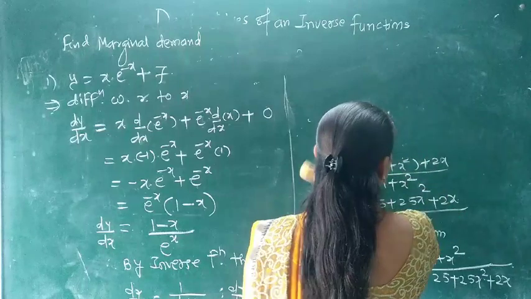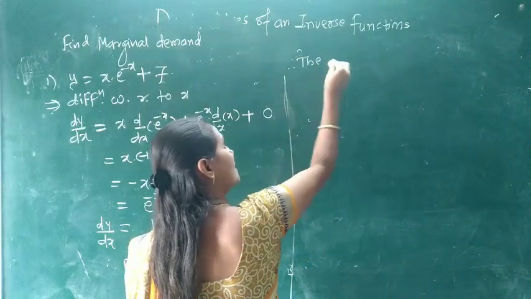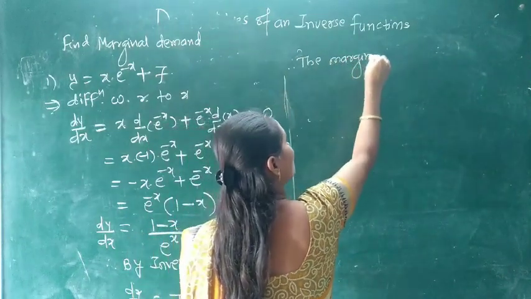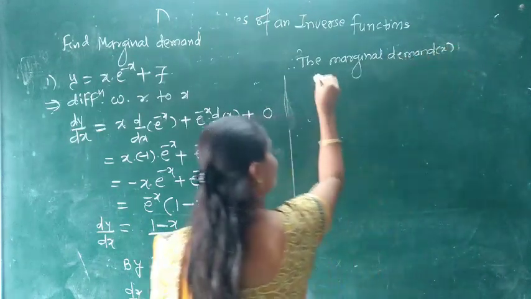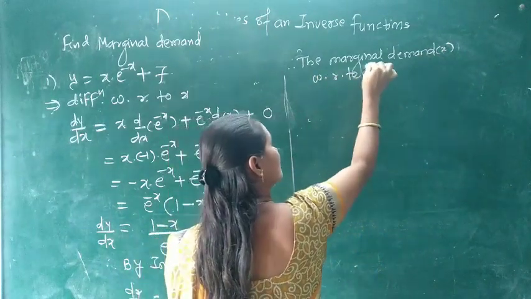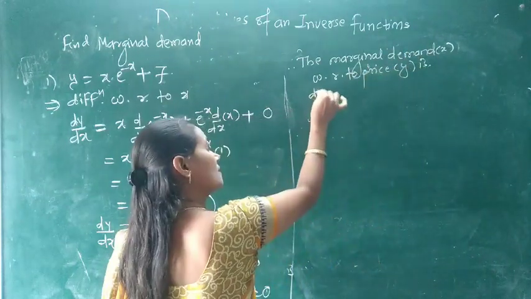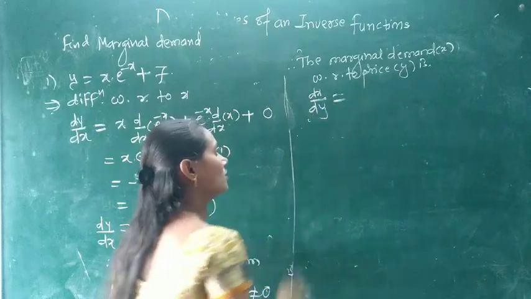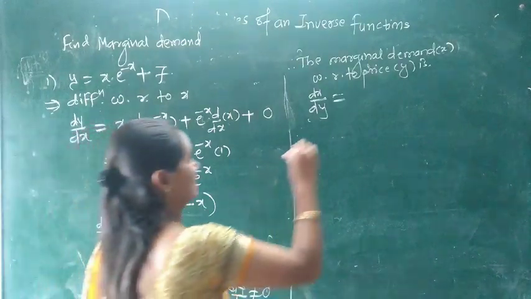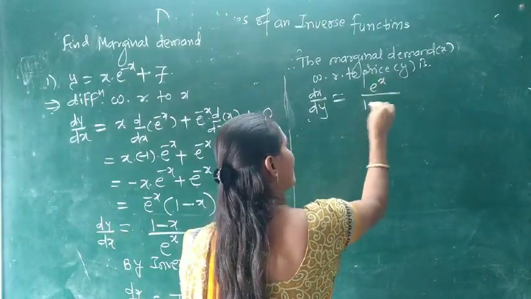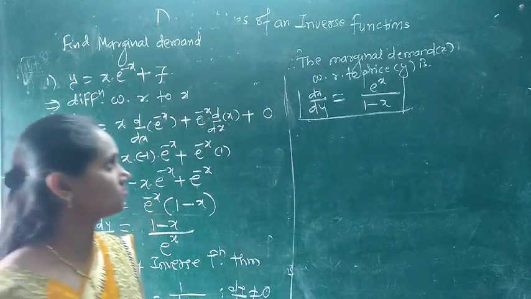the marginal demand of x with respect to price 1 is dx upon dy, equal to 1 upon dy by dx. So this term is written as e raised to x divided by 1 minus x, that is the marginal demand with respect to price 1.